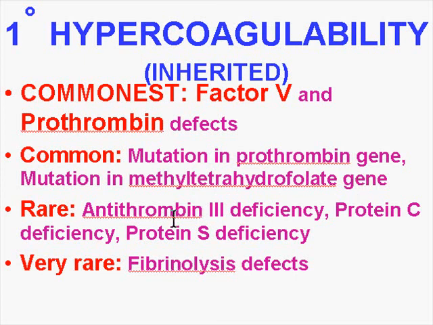I mean, there's such a thing as an antithrombin 3 deficiency, protein C, protein S, and fibrinolysis defects, but these are all very, very rare. And I guarantee you'll never see one in your lifetime. But you should probably know about them anyway.